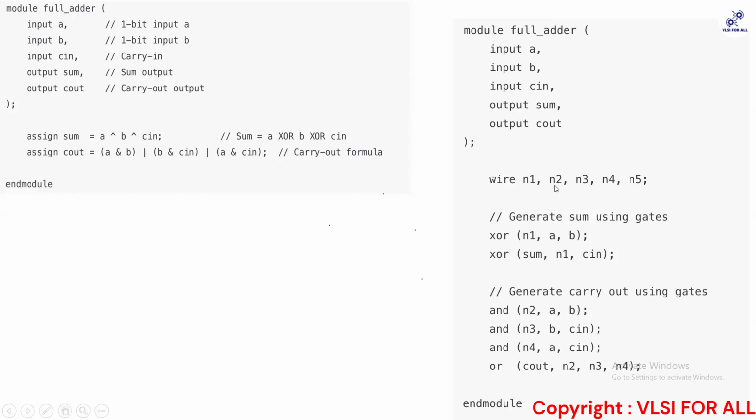Hello. Ma'am, here on the RTL side, if we have assigned another kind of equation for cout, will we get the same gate-level netlist, ma'am? See, the netlist, I said, right?